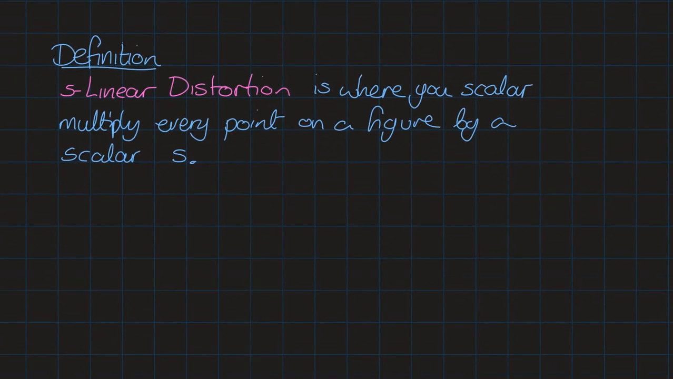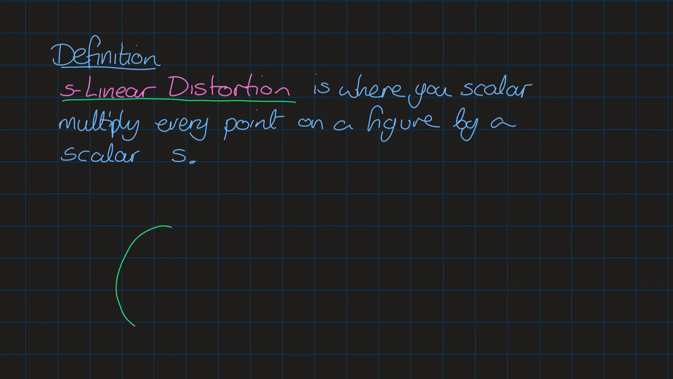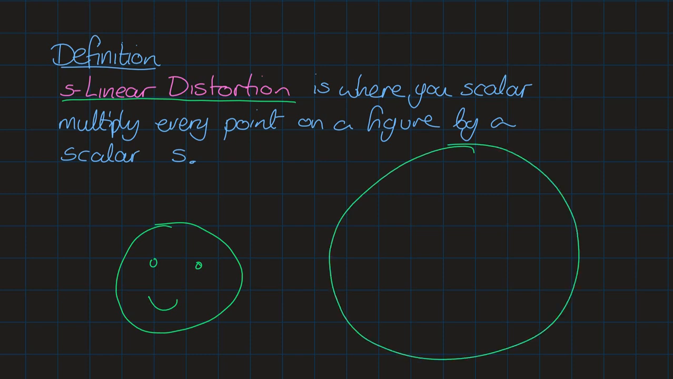So what's the definition? The definition of S-linear distortion is the operation where you multiply every point on a figure by the scalar s. So s is some number which you have to specify. S-linear distortion just means you have some figure, any figure you want, and you scale it by a factor of s, so it just gets bigger. This is not a very accurate example, but this is S-linear distortion.